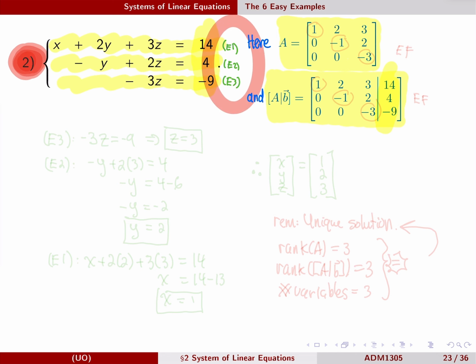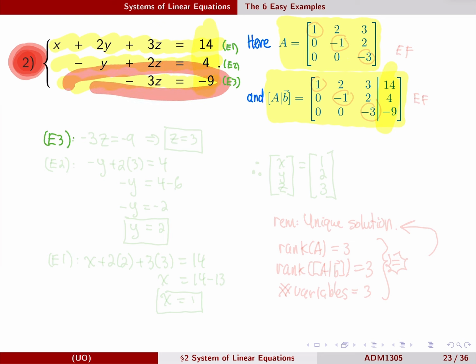And here I'm going to use the exact same strategies as before. The third equation here is the easier equation because I can find the value of z. I have minus 3z is equal to minus 9. By dividing by minus 3 on both sides, you get that z is equal to 3. So there's only one possible value for z.